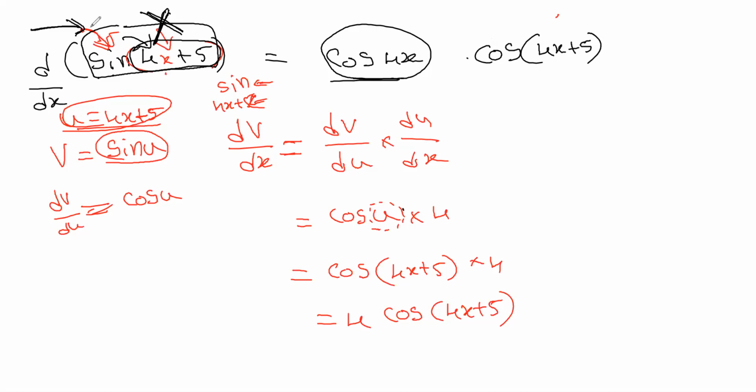Now the outside function derivation is completed. Now we have to go for inside. The inside function is 4x plus 5. Do the differentiation of the inside function. It's 4. That's it. 4 into cos of 4x plus 5. That's the same as this.